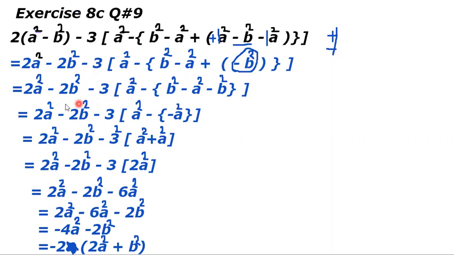Now let's see what is happening in the second step. 2a square as it is, negative 2b square as it is, negative 3 square bracket a square, negative braces b square, negative a square. Up till this, everything is as it is. We copied down from the above step. What we have done, look, there are parentheses in the first step. In the second step, there are no parentheses. It means we have removed the parentheses.